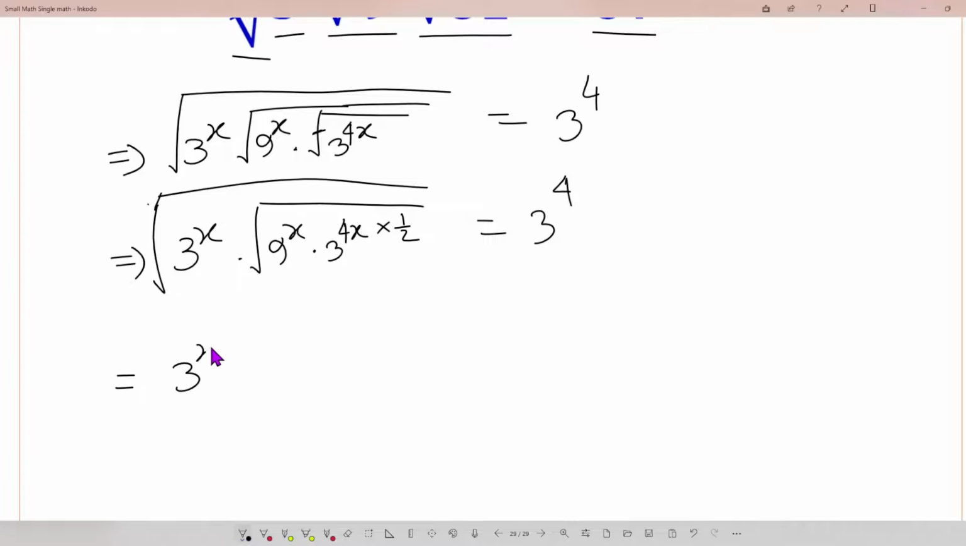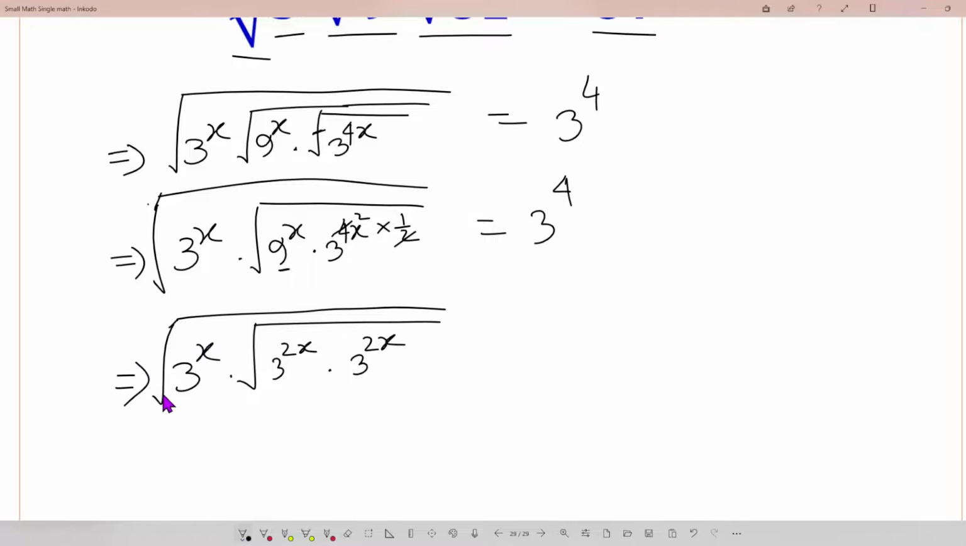Now 3 to the power x times root, this 9 we can write as 3 squared, and here is x, so 3 to the power 2x times, this 4 divided by 2 is 2, so here is 3 to the power 2x over root 3 to the power 4.